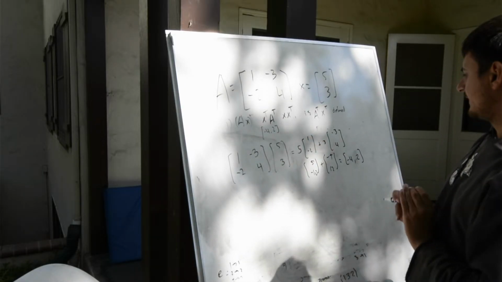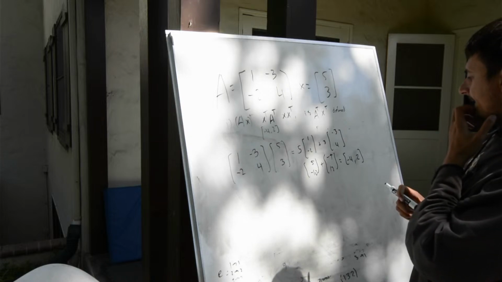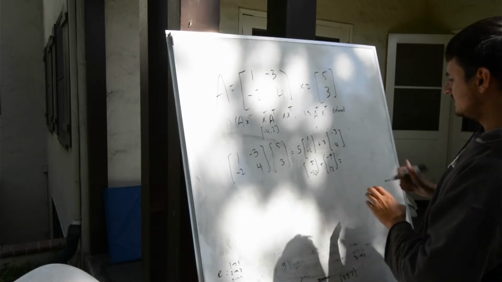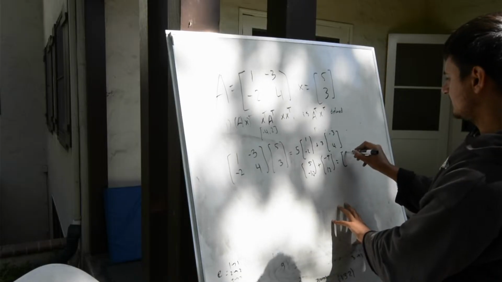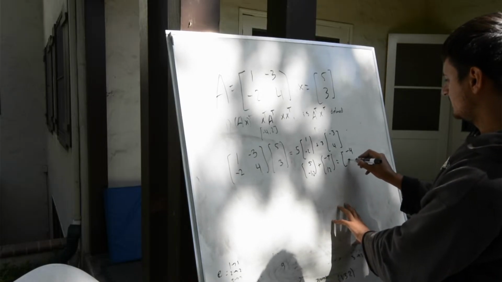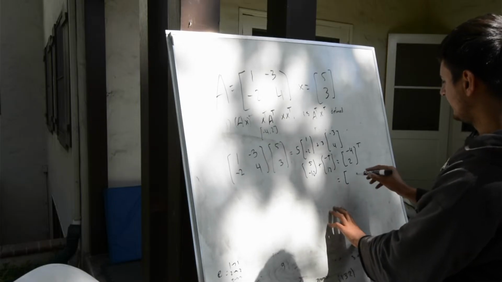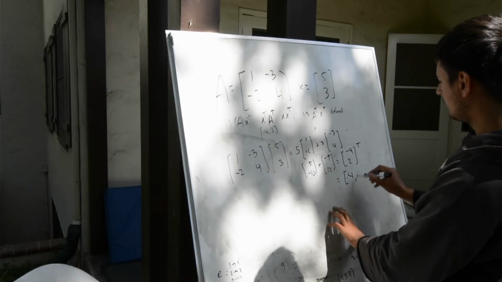Okay, so we just verified that AX transpose is, oh yeah, because see, this is a column. So this is minus 4, 2. But then the transpose is equal to the 1 by 2, minus 4, 2.